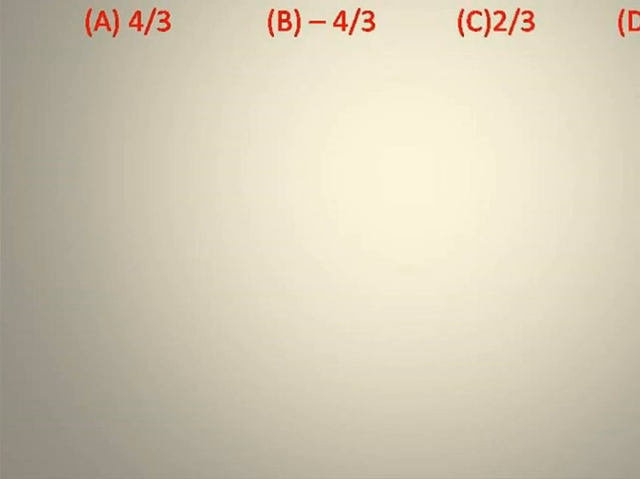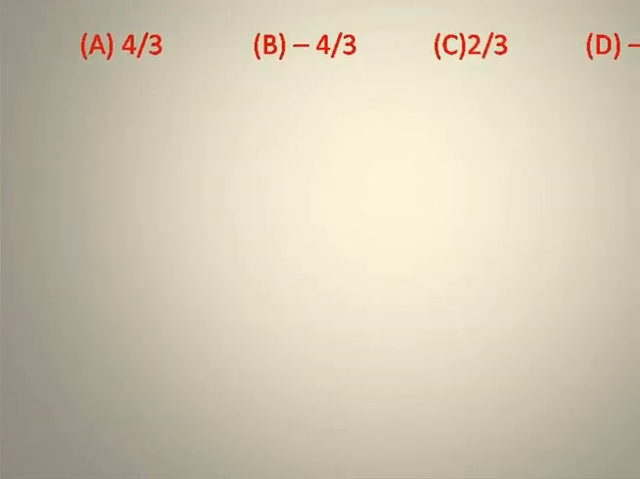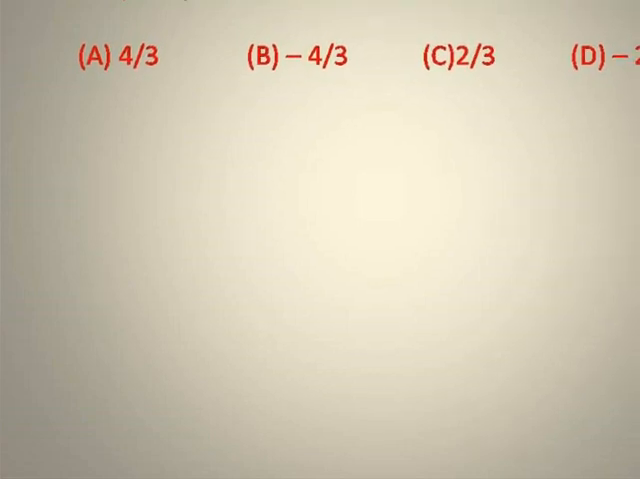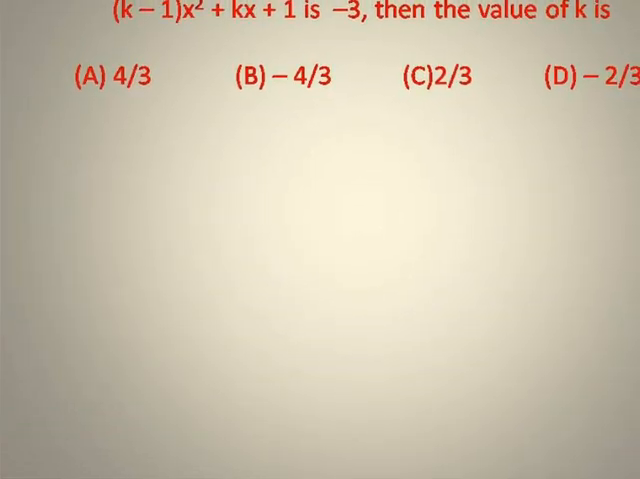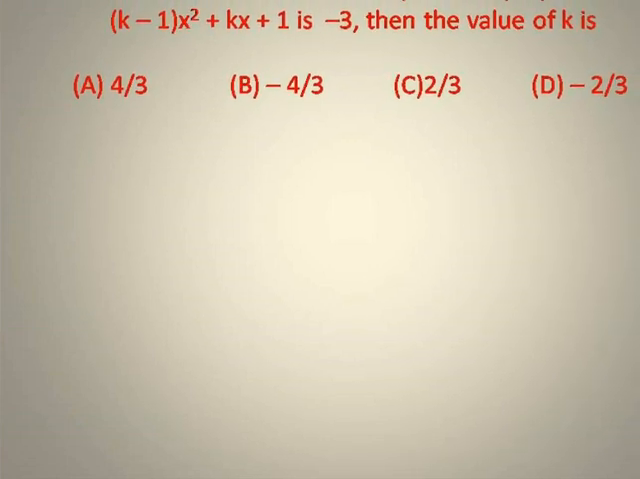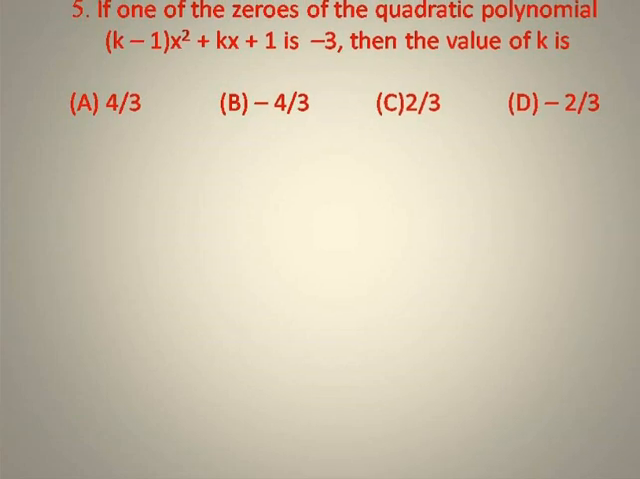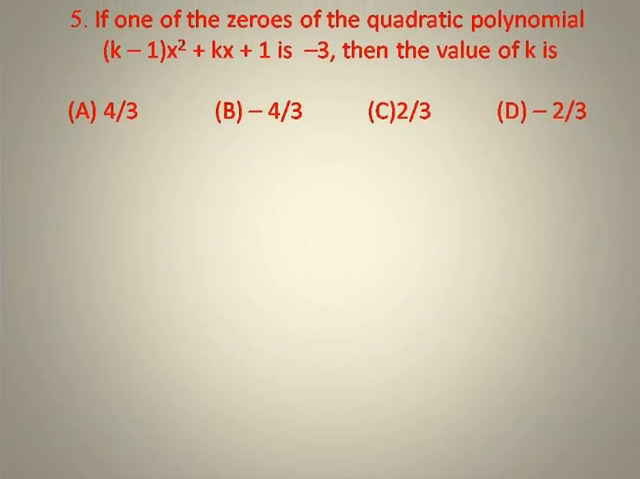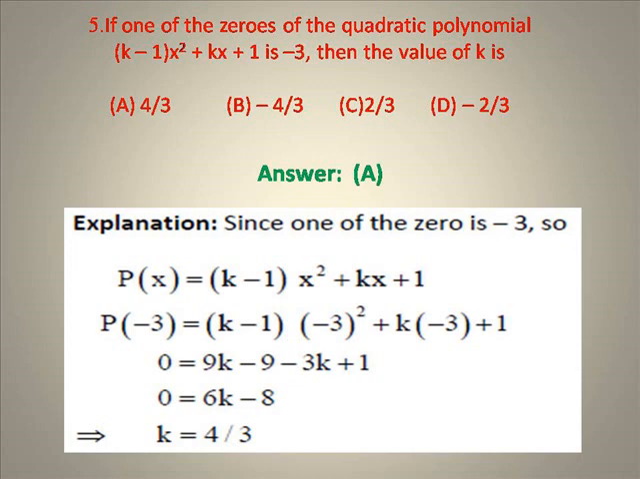Question number 5. If one of the zeros of the quadratic polynomial (k minus 1) x square plus kx plus 1 is minus 3, then the value of k is. You have 4 options. Let's move to the answer. You can see the answer is 4 by 3, that is option A, and you have the explanations also.